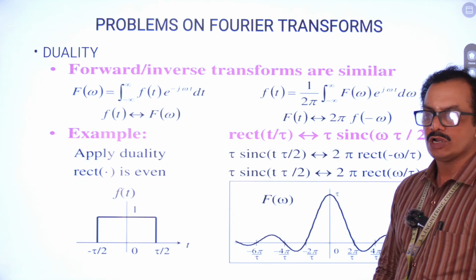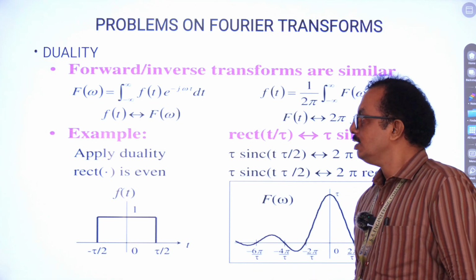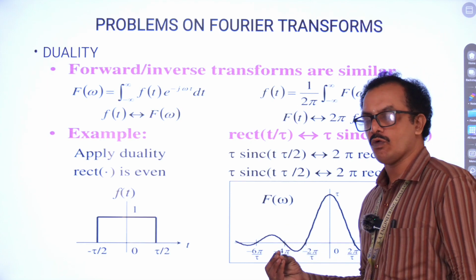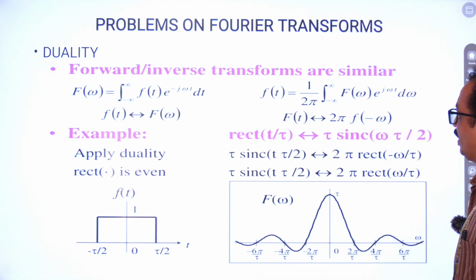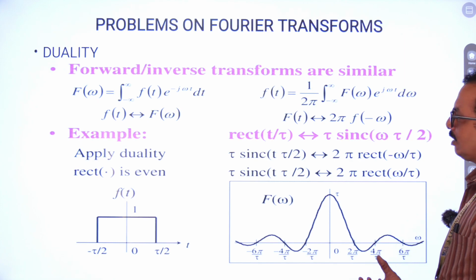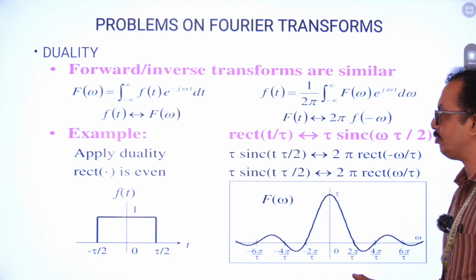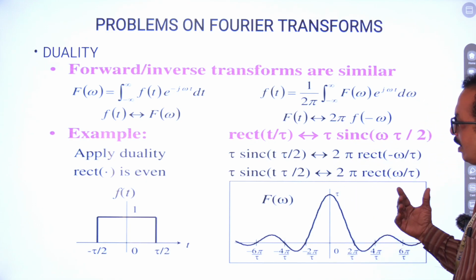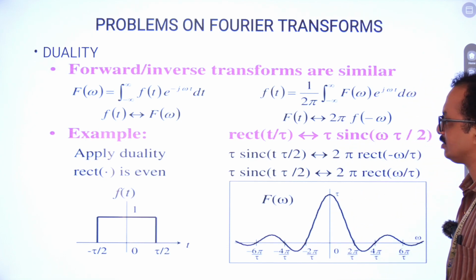Similarly, some important properties, as we saw in the last session itself: the duality property is a very important property. When I take the Fourier transform of f of t, I get F of omega. Whereas when I apply the duality property, I get 2 pi into f of minus omega as the answer. Without applying the duality property, I won't get 2 pi into f of minus omega.